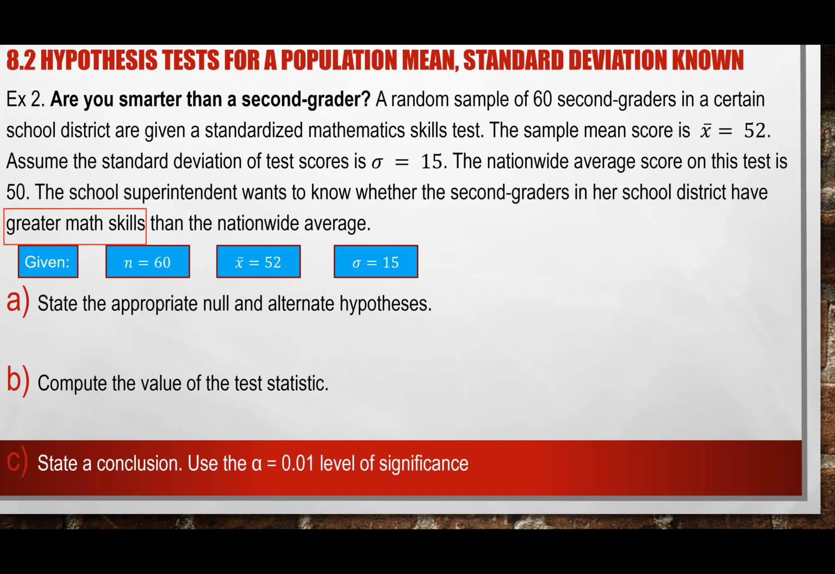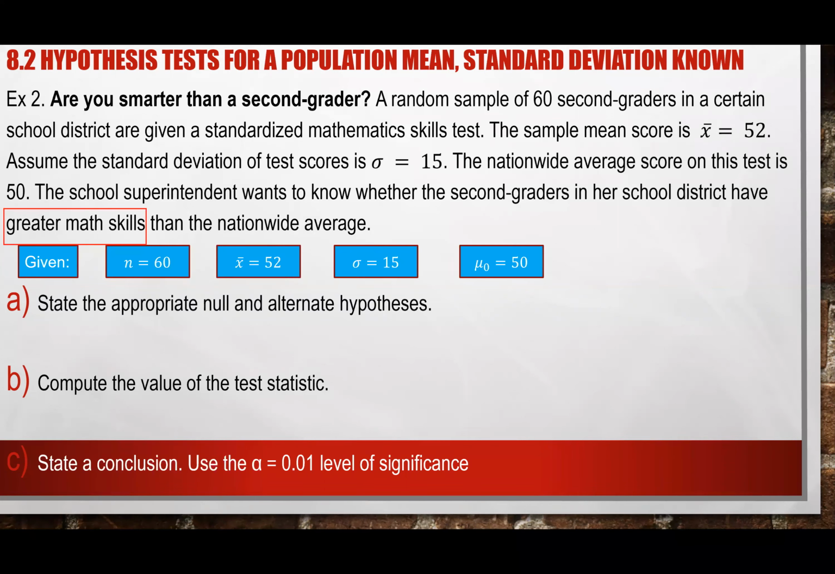So you could say, well, the only number left is 50. What is this 50? Well, this 50 is the national average, and that's what she wants to claim. She wants to claim whether her grade or her school district has a greater math skill level average than this specific number, which is 50. Everybody see where my specific number came from? My specific number is the number that we want to compare with, the number we want to make a claim or statement about.